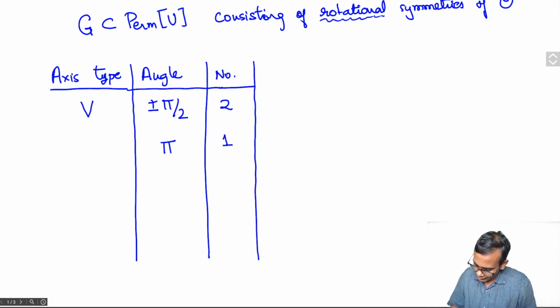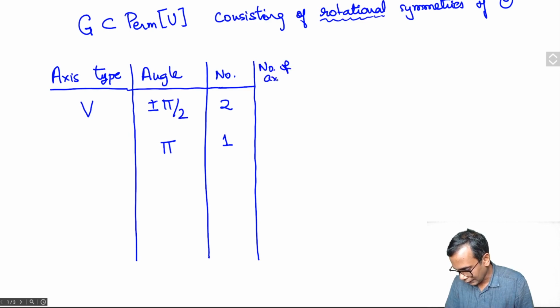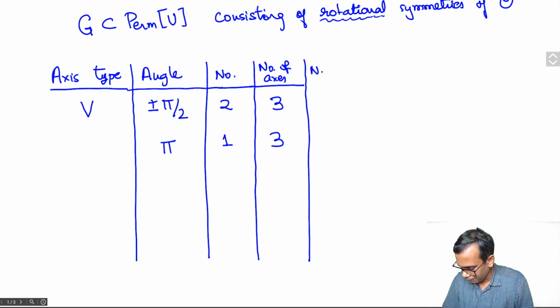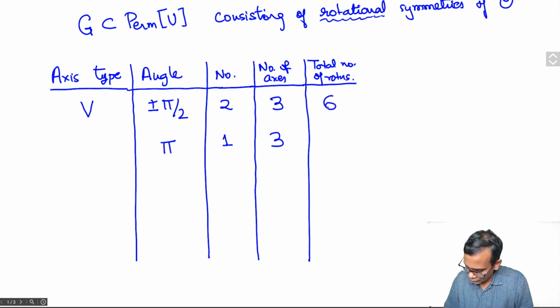and here we just have one such rotation for each axis. But to get the total number of such rotations, we need to know how many axes there are. Remember there are 6 vertices, so there are 3 such axes. So the total number of such rotations is going to be 6 rotations of this kind, and 3 rotations of this kind.